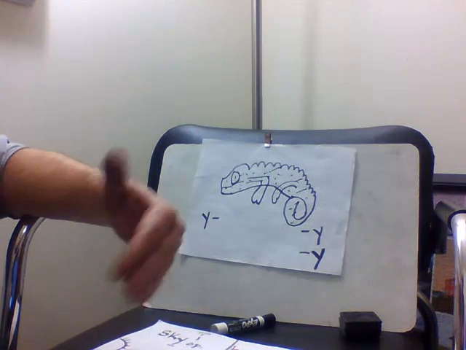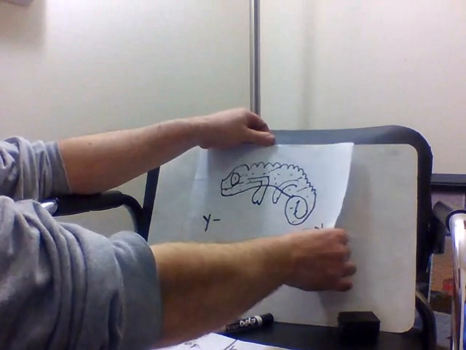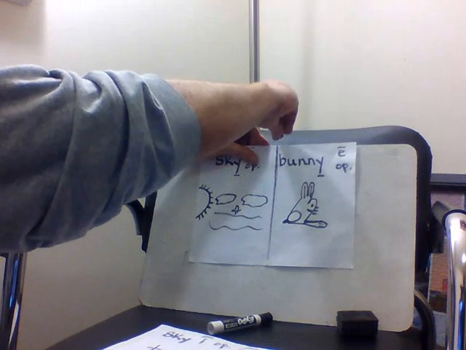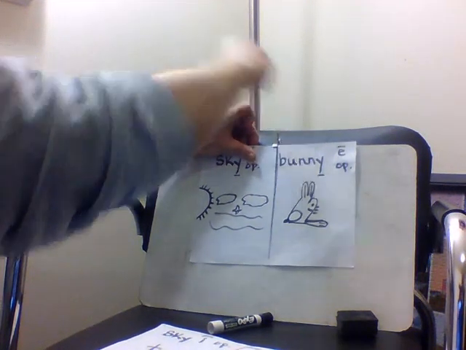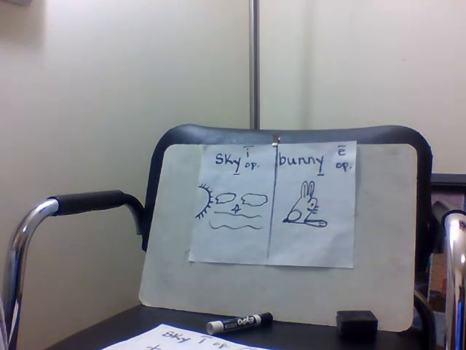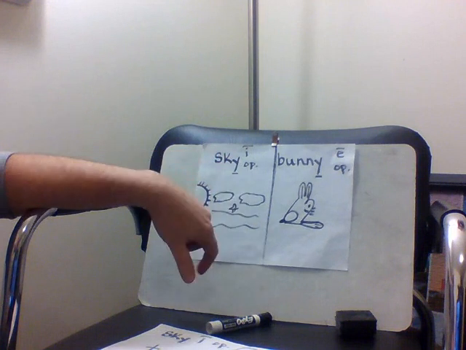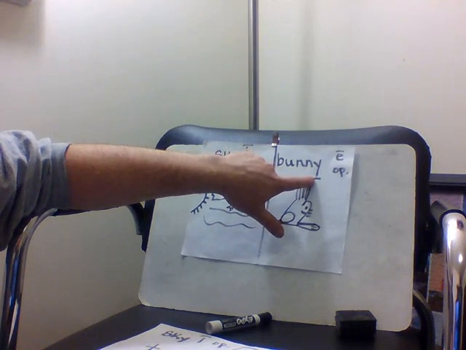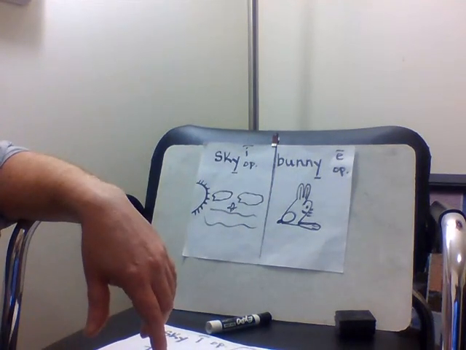The chameleon changes colors and the Y can change its sound, and be both a consonant or a vowel. Now also in our last video, we came up with some keywords to help us remember Y at the end and the two vowel sounds it makes at the end. We made a sky to remember Y can say I at the end, like it does at the end of sky. We made a bunny to remember Y can say E at the end of a word, like it does at the end of bunny. So these were our keywords from our last video.